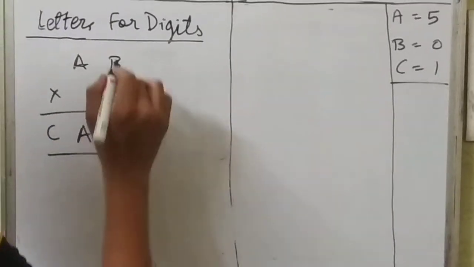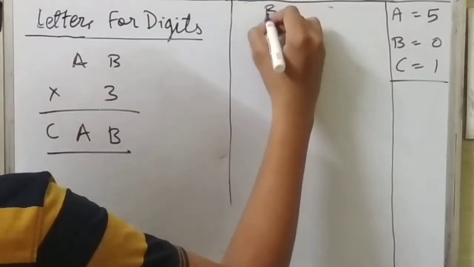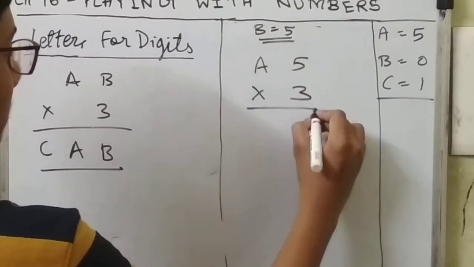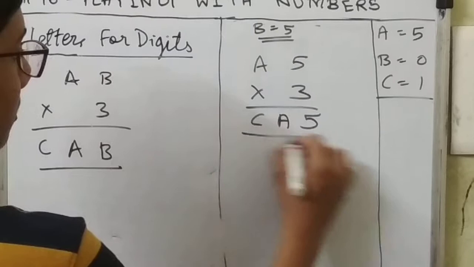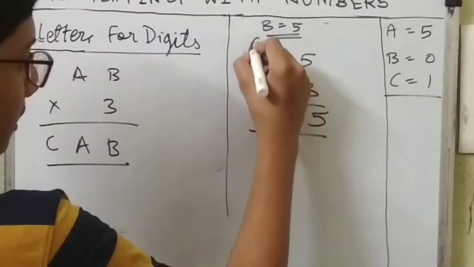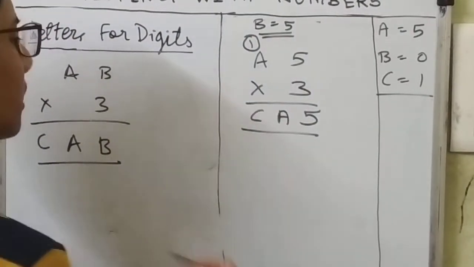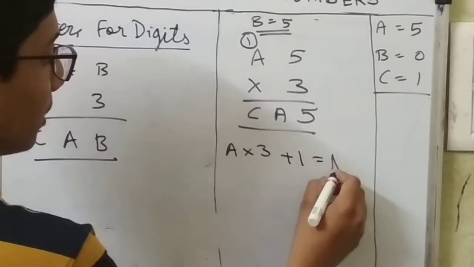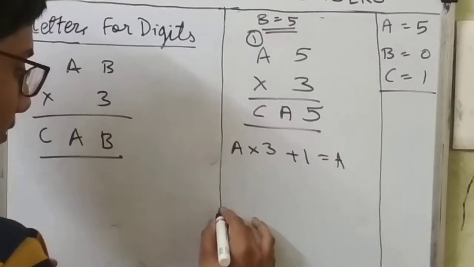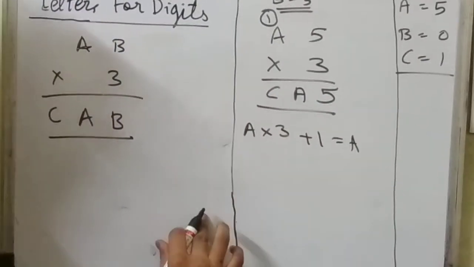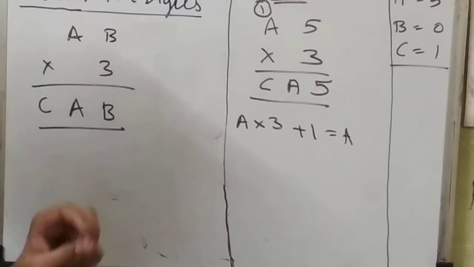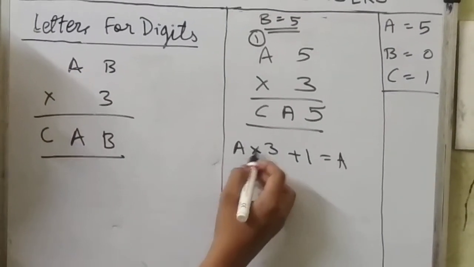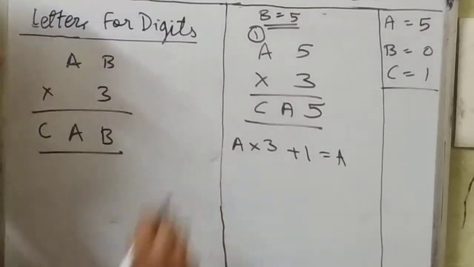Let's come on to the second case, that is B is equal to 5. And now let's change the problem in this way. Now 5 times 3 is 15, that means 1 carry. Now you have to think of such a number that if you multiply it by 3 plus 1, you will be getting the same number. For this, recall the table which I have drawn here. Recall the table and think of such a possibility, whether there is a possibility or not, where if you multiply the number by 3 and add 1, you will be getting the same number.